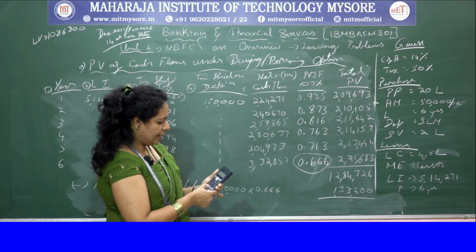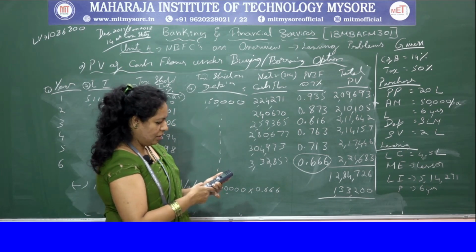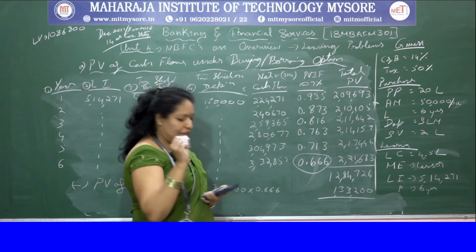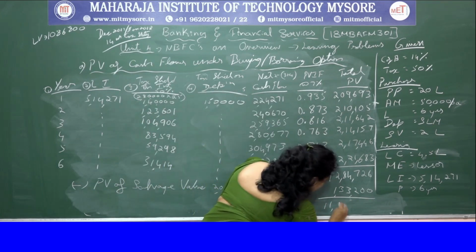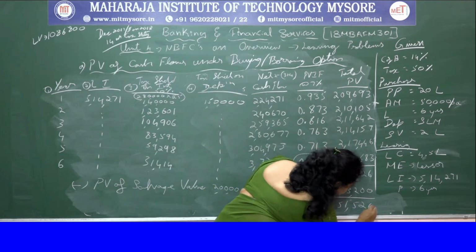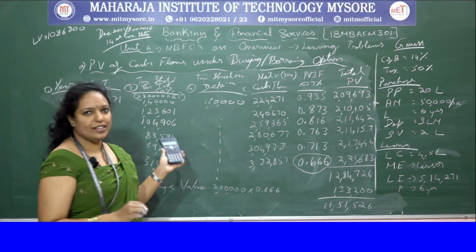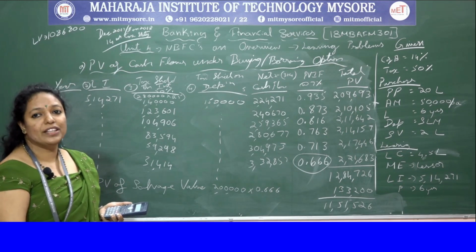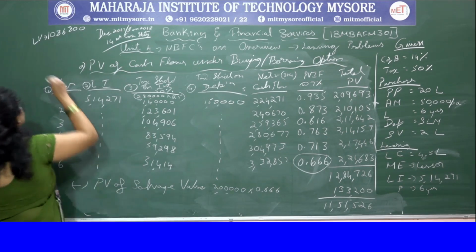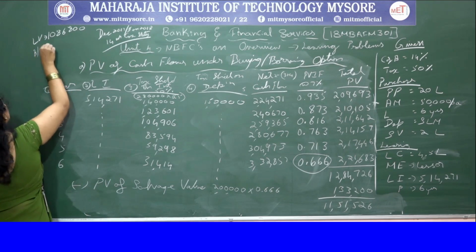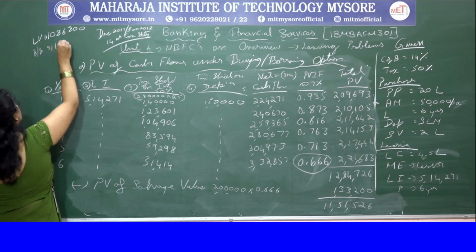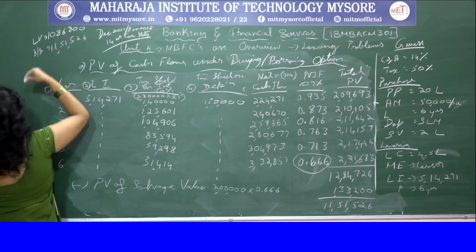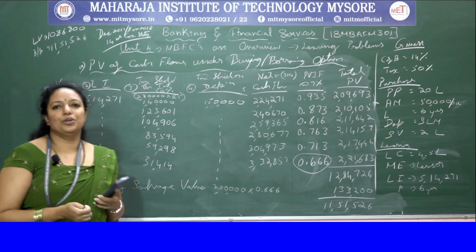So 12,84,726 minus 1,33,200, you get 11,51,526. So this is the final answer. With the final answer we have to make the comparison. So before doing the comparison, let's write the amount here. For the buying or borrowing option, the value is 11,51,526.